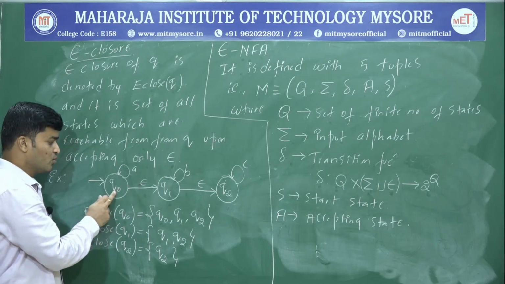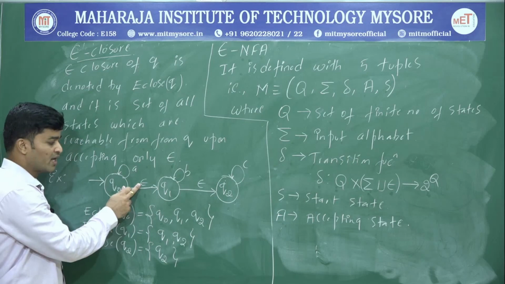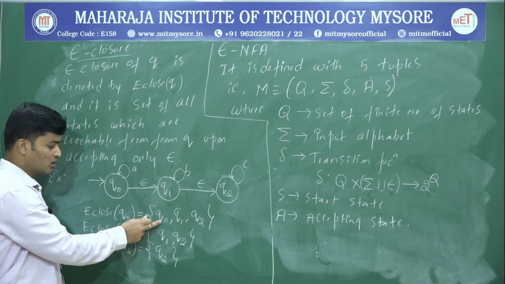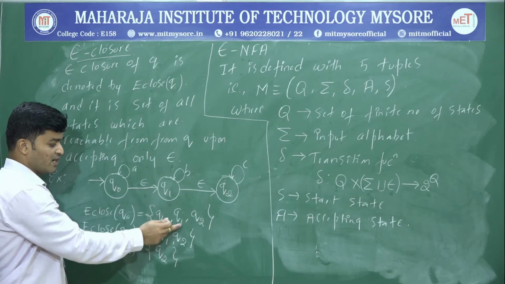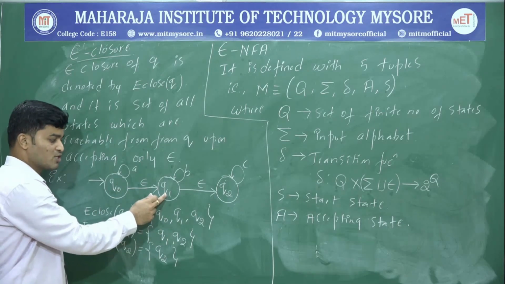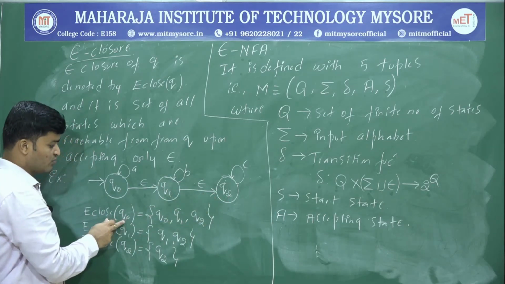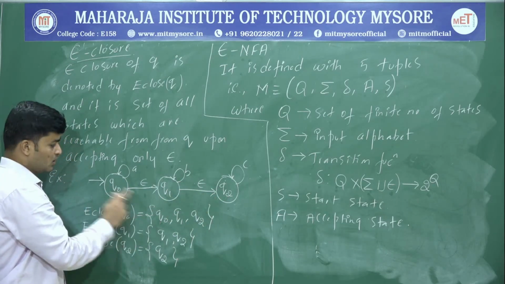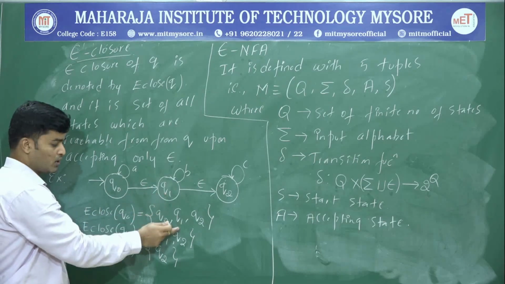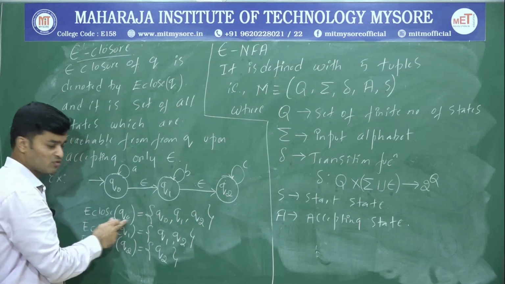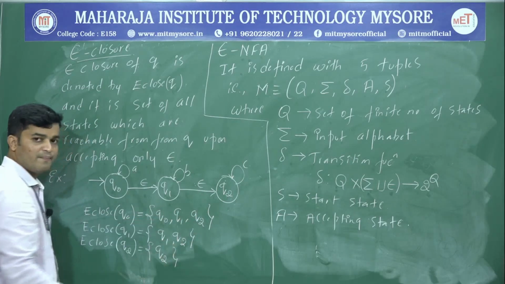So from Q0, just by accepting epsilon, I can reach Q1. Therefore E closure of Q0, by default you will get Q0. I can reach Q1, therefore I will get Q1. If you are in Q1, just by accepting epsilon, I can reach Q2. Therefore E closure of Q0 is, by default I will get Q0, by accepting epsilon I can reach Q1, by accepting one more epsilon I can reach Q2. Therefore, E closure of Q0 is Q0, Q1, Q2.